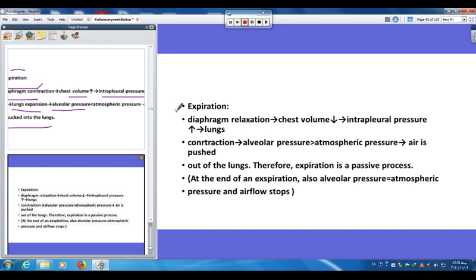Expiration is the reverse of inspiration. The diaphragm relaxes, which causes chest volume to decrease and intrapleural pressure to increase, causing the lungs to contract. Alveolar pressure is more than atmospheric pressure, and air is pushed out of the lungs. Therefore, expiration is a passive process in resting conditions. At the end of expiration, alveolar pressure equals atmospheric pressure and airflow stops.